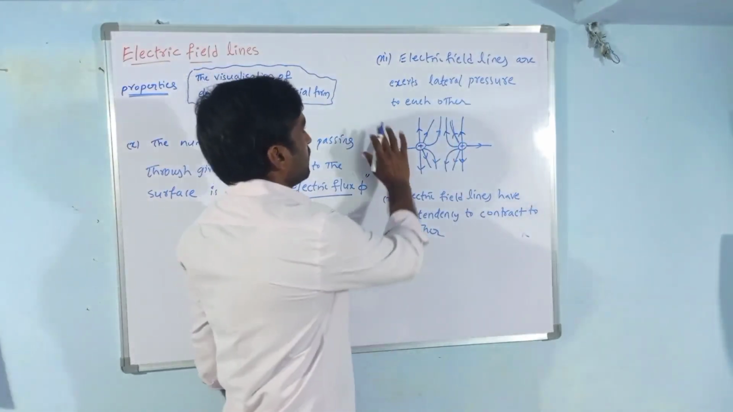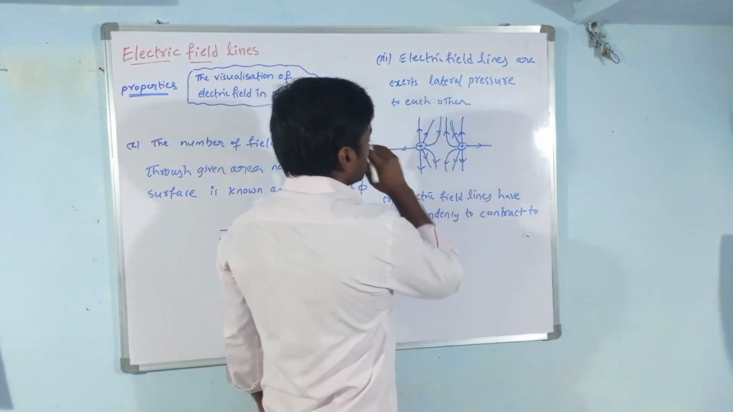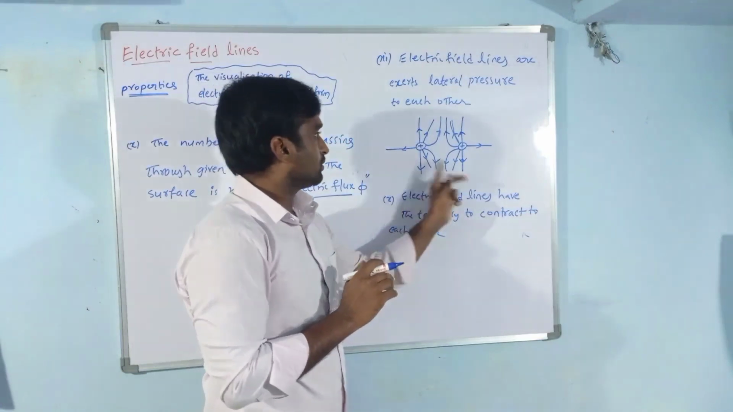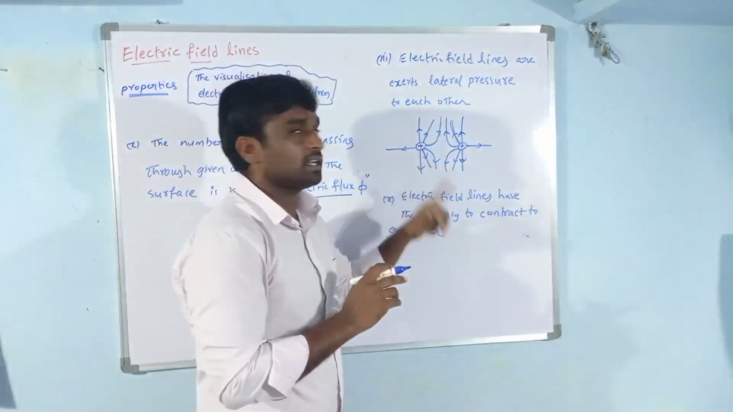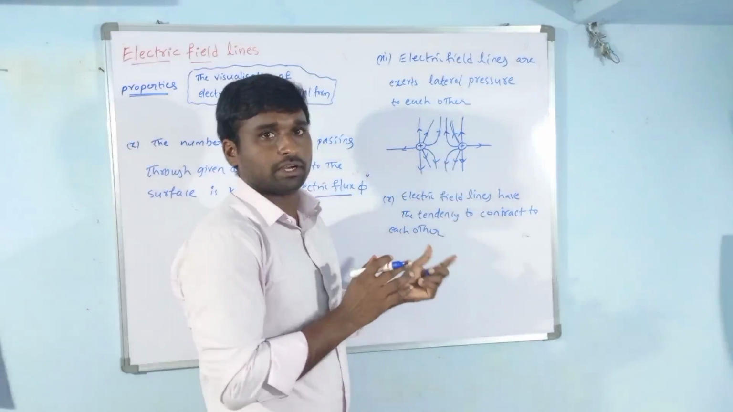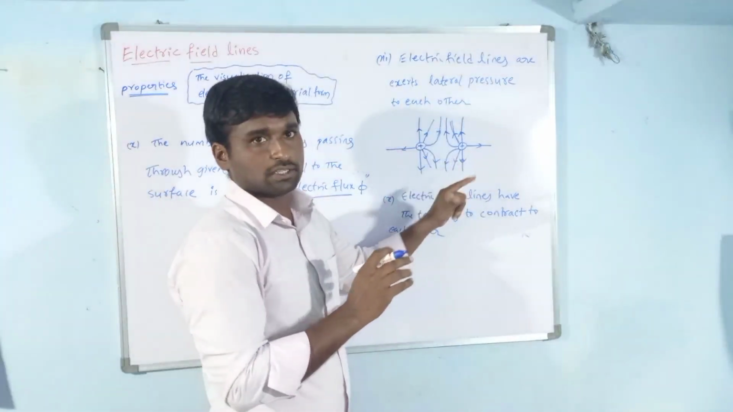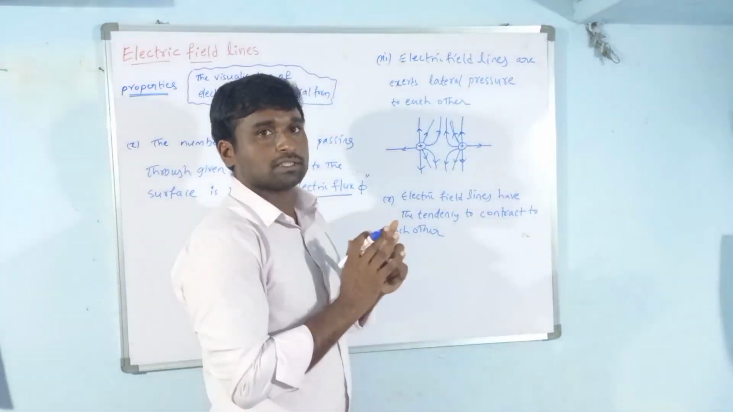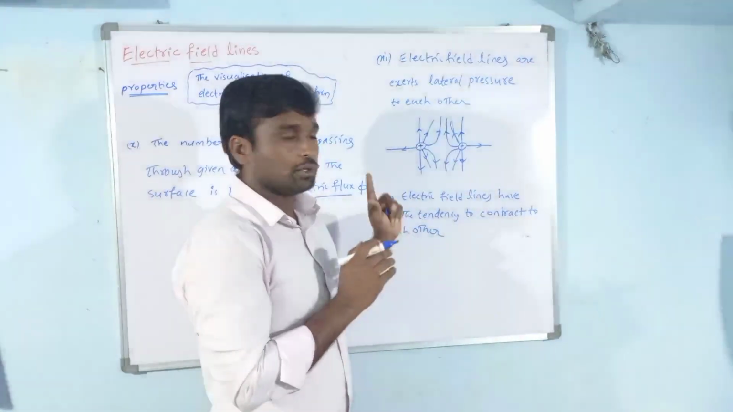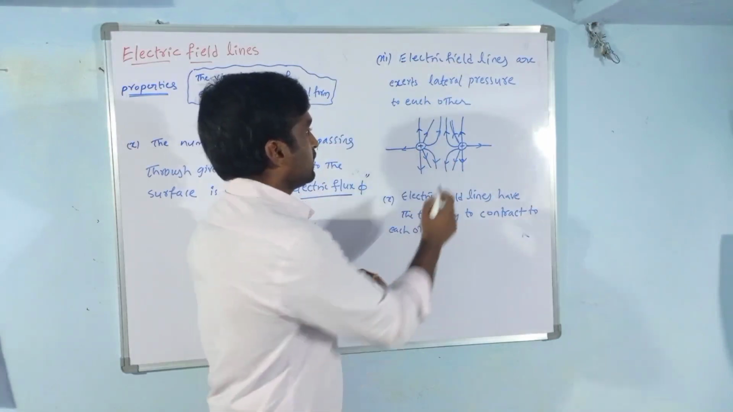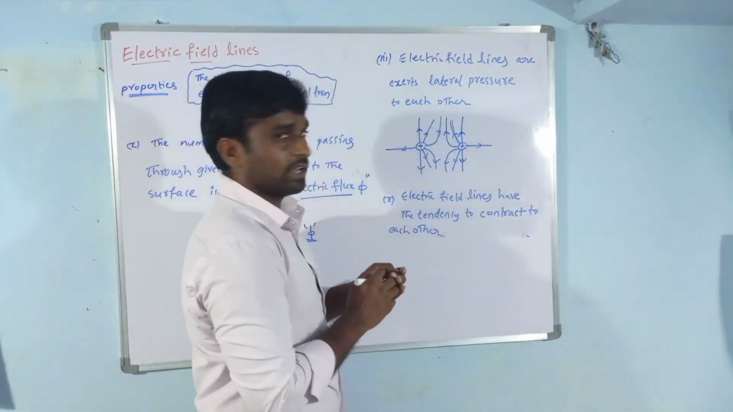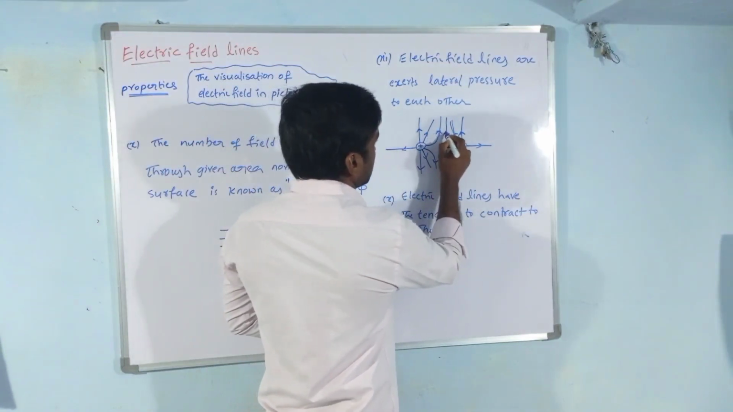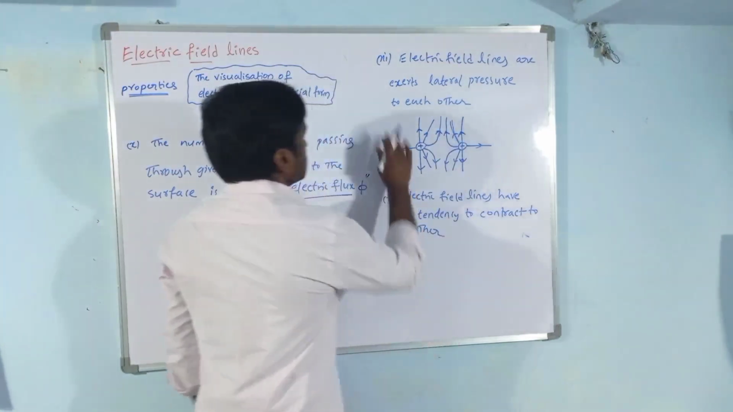This is the 11th property: electric field lines exert lateral pressure on each other. Why does it exert pressure? When similar charges, positive or negative, are brought too close to each other, say two positive charges, there will be a pressure acting between these two. Due to that pressure, we get such a diagram. This indicates pressure being exerted on each other. So this is the 11th property.